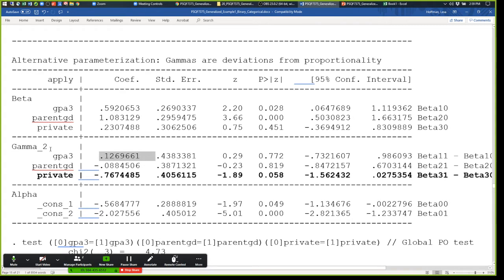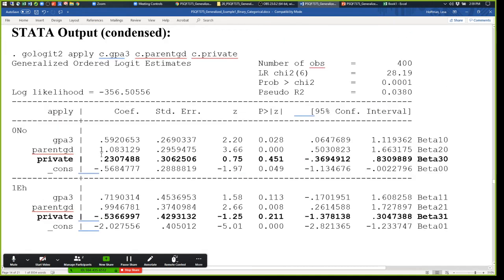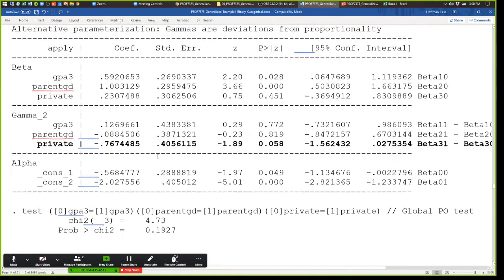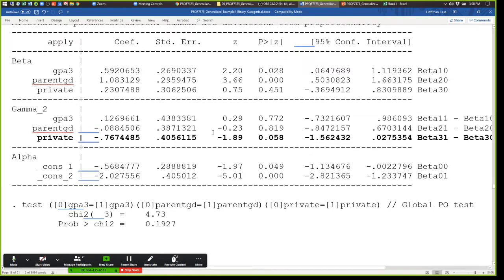So the gamma 2 line is like the results of a LINCOM explicitly contrasting one slope against the other for the same predictor variable. It's not significant. So that means, yeah, the logit of the higher category in terms of the effect of GPA is sufficient. You don't have to split them out if you don't want to. Likewise, the effect of parent graduate degree, pretty much the same, very small difference.